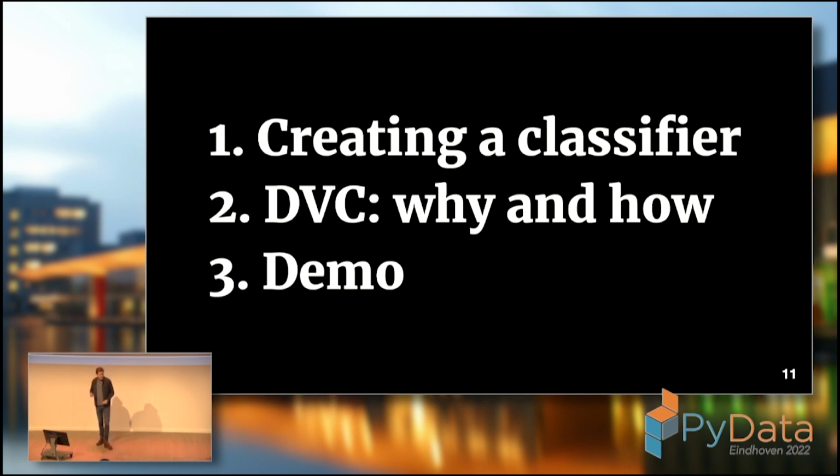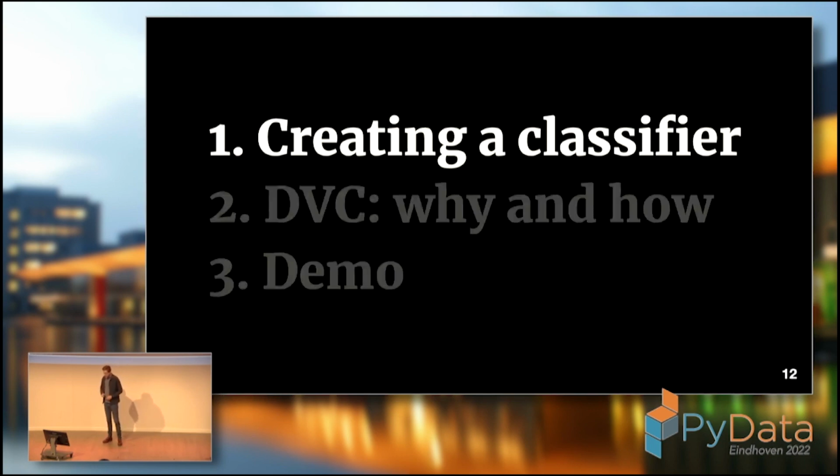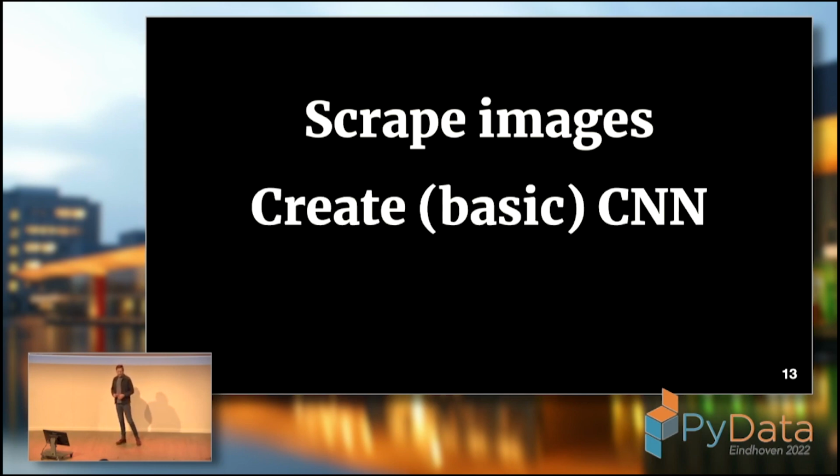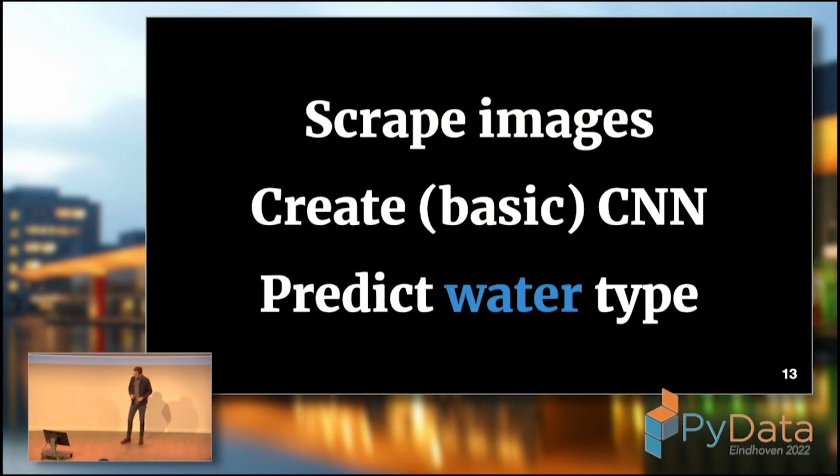So the agenda for today, we'll create a classifier. We'll then introduce DVC and show why and how we're going to use it, and then a little bit of a demo to show how it actually works. Creating a classifier. Well, what do you do if you want to create a classifier? In this case, we start with scraping the images. So we want to get all of the Pokemon images from the Pokemon website so that we know which ones to classify. Then we create a very basic convolutional neural network. Or in my case, you get your girlfriend to do it for you because she's better at this stuff than I am. Shout out to Alma. And then we start predicting which of these Pokemon, the sprites we just scraped, is actually a water type.